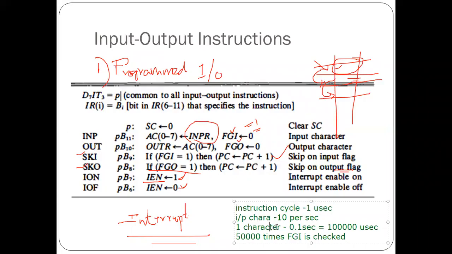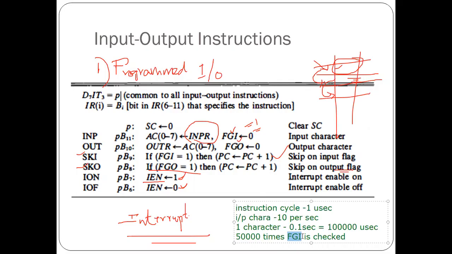Okay, so one character we are sending at a point 1 second. To get a true condition, we have to check 50,000 times, out of which FGI will be one for only one time. Remaining all times it is 0, because it can send only one character every time. So these many times the FGI flag bit has to be checked. We call that polling. This is said to be a polling method.